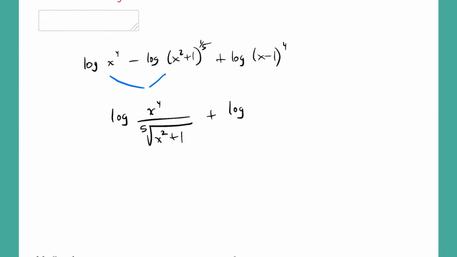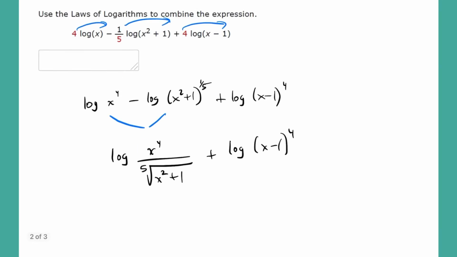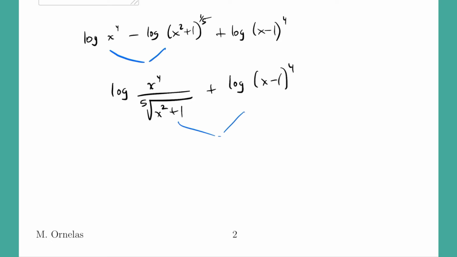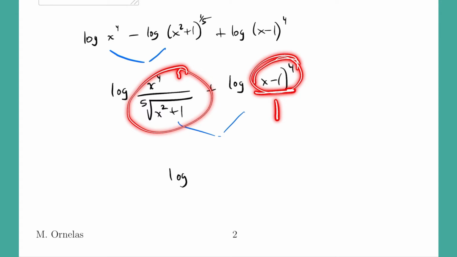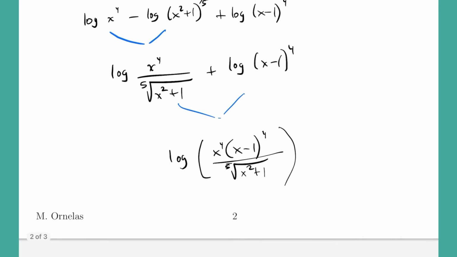And then we still have the other log that we haven't worked with. The addition tells us that we can combine those two logs by multiplying this term times this term. So that's going to be our final step. When you multiply this times this, there's really an invisible 1, so you're just multiplying the numerators. So that's going to be x to the 4th, x minus 1 to the 4th over 5th root of x squared plus 1. All right, that will do it. So that is the solution.